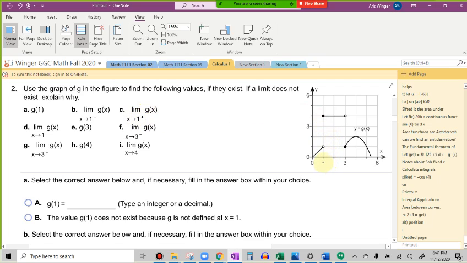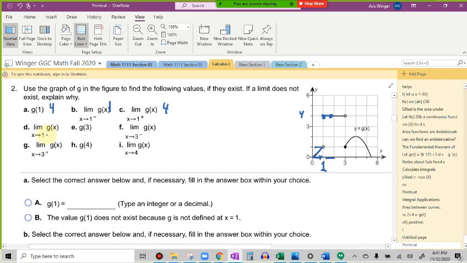G of 1 is the black dot at 1. G of 1 is 4. You're just going to read this off. And we're talking about doing this like we mean it, like seriously focused, right? From the left of 1, you're on this thing, it goes up to 1. From the right of 1, that means you're on this part, 4. You just burn through these.